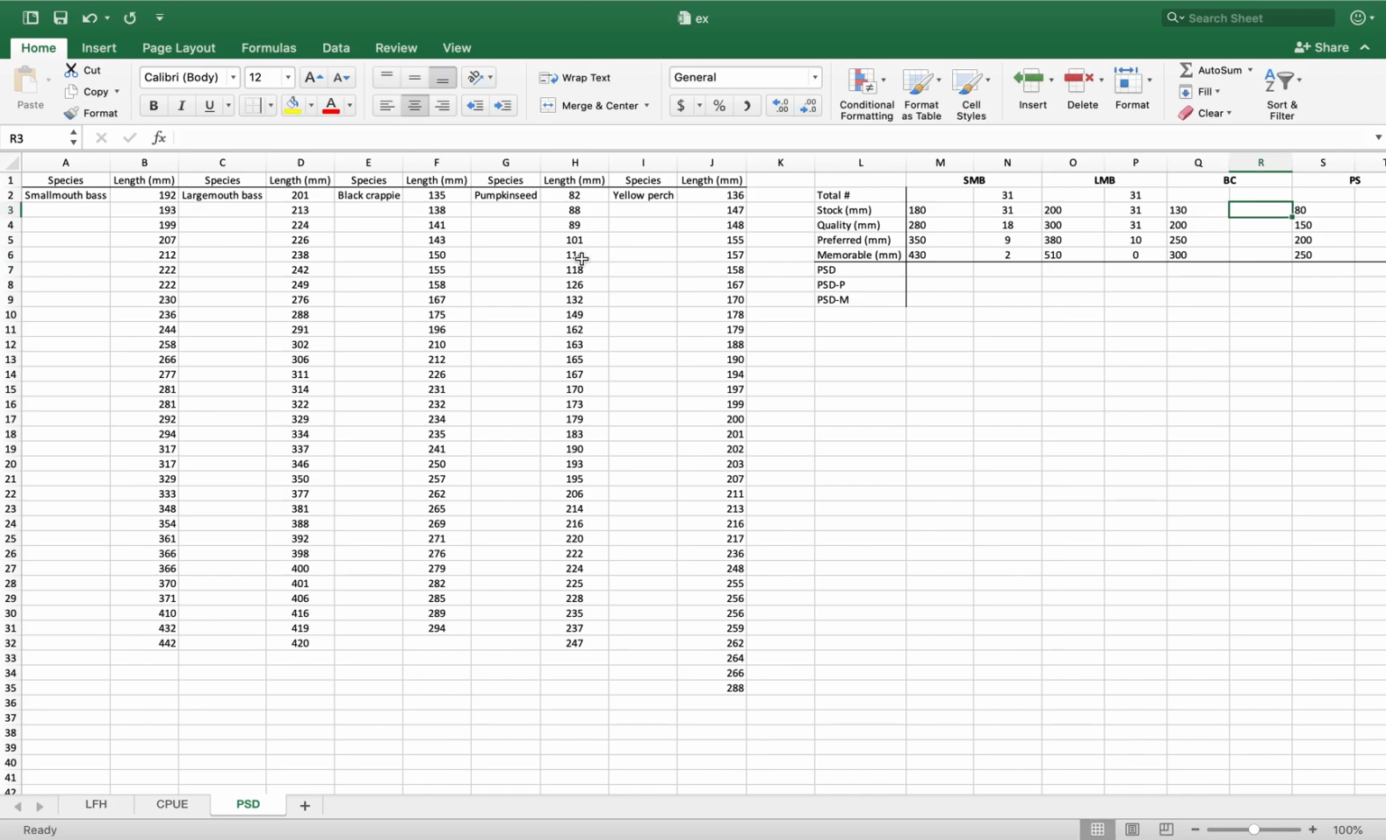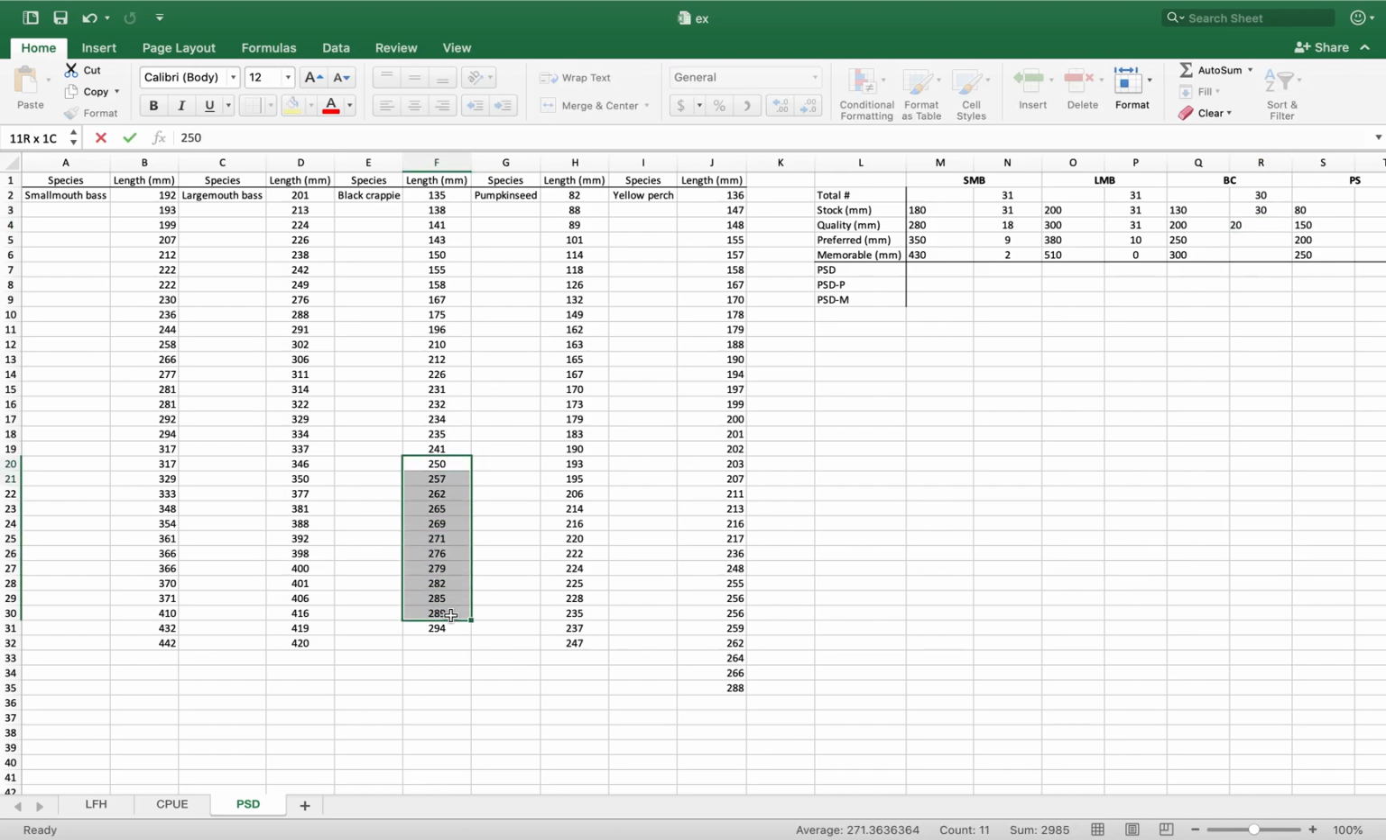So now we're going to do the black crappie. Let's count them. A total of 30. Anything over 130, yep, that's all of them. Wow. 200, we're going to go to 200 and above, and we're going to count them. And we have 20 in that one.